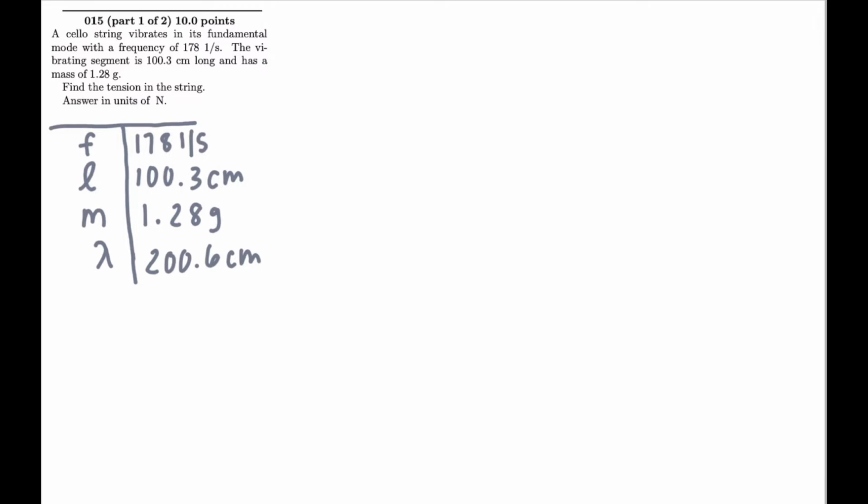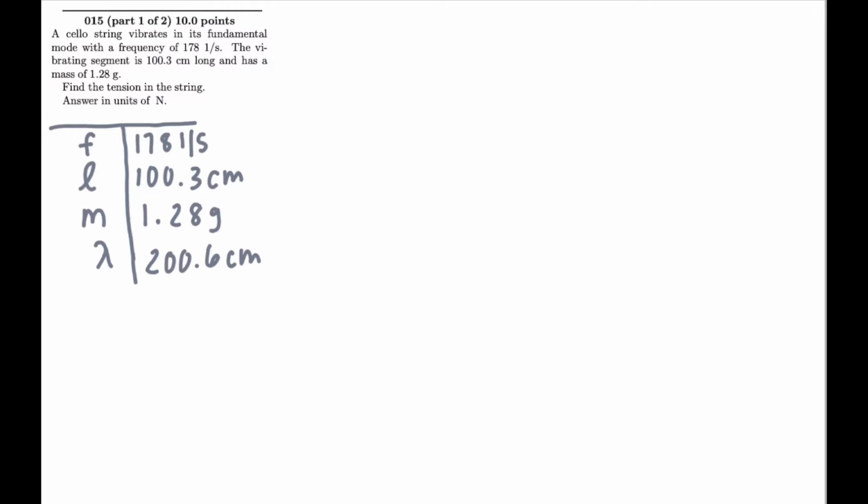Okay, so it gives us the frequency, which is 178. It gives us the length, which is 100.3 centimeters. It gives us the mass, which is 1.28 grams. And then I have the wavelength in my T-chart, which is 200.6.